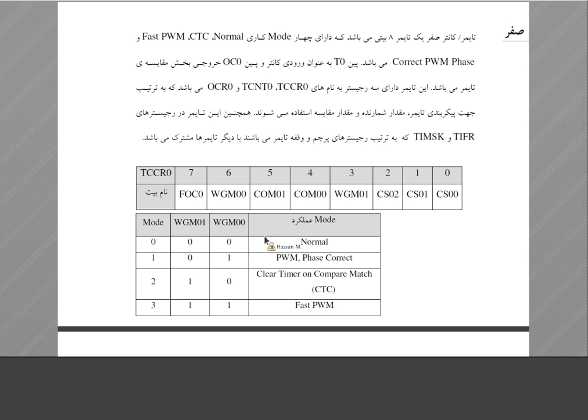Okay, in this table we can see WGM00 and WGM01. 0, 0 means working in normal mode. 0, 1 means working in PWM phase correct mode. This mode is for CTC. CTC means clear timer on compare match.